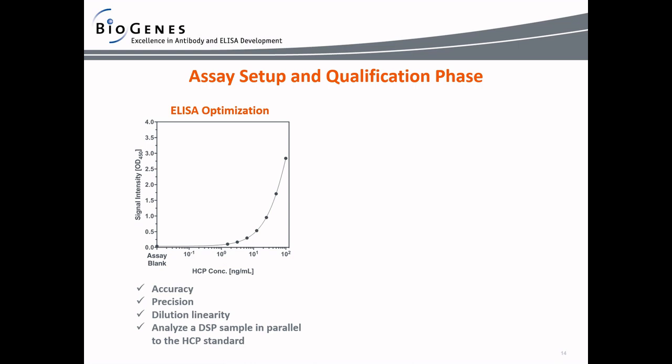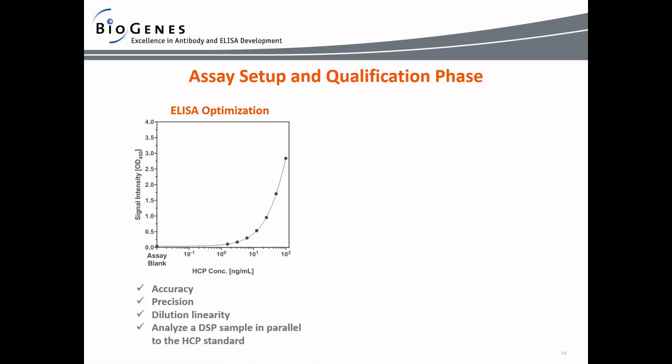On the left, a typical HCP ELISA standard curve, which was generated during assay development, is shown. At last, BioGenes clients can choose between two options: setting up the HCP ELISA as a customized ready-to-use kit, or providing just the optimized ELISA method and the critical reagents like antibodies, HCP standard, and assay control sample.